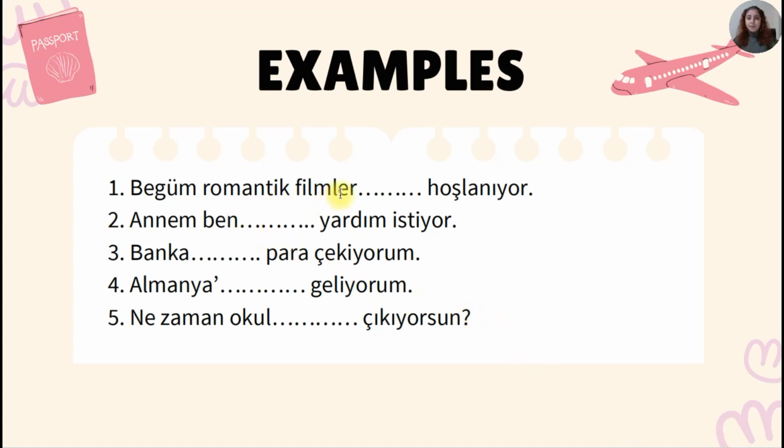Begüm romantik filmler hoşlanıyor. What do you think? Hoşlanmak was to like from, and now we will say dan or den. Depends on the word, filmler. I have to say filmlerden hoşlanıyor. And it means Begüm likes romantic film.